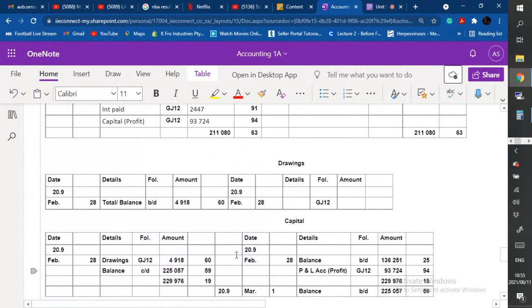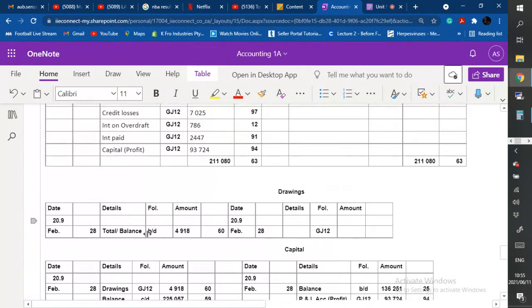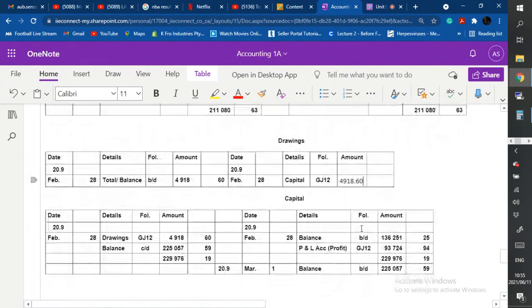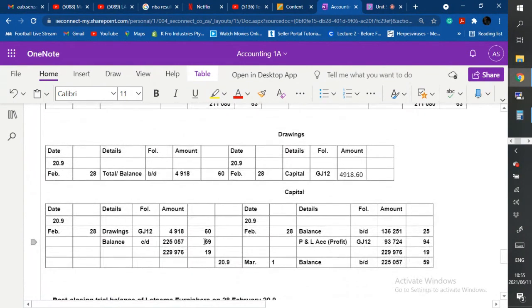Okay, now drawings. To close off drawings, which is the next step, we simply say equal and opposite, and we know this is getting closed off to the capital account. Okay, and that is for 4,918.60. So that's closed off, and here you can see we are now debiting in the capital account. That's your double entry taking place.